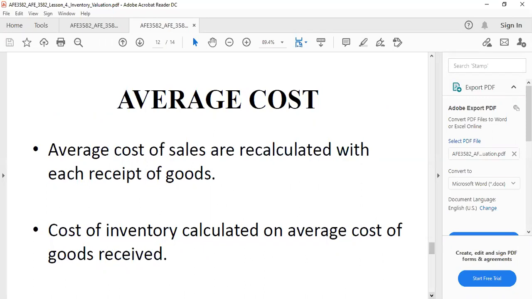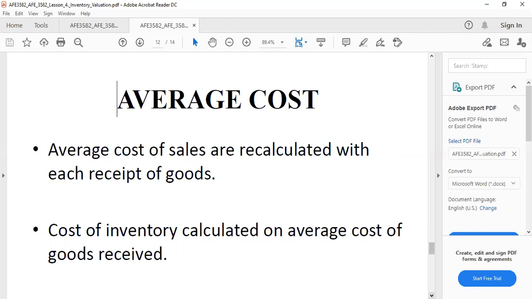And then the last one is the average cost. The average cost is totally different from the other ones. When it comes to the average cost, it does not matter which inventory came in first and which came out first. It does not matter which inventory came in first and which one came in last. So you sell out whatever. Whatever item you sell out, regardless of whether it came in first or last, you just sell.